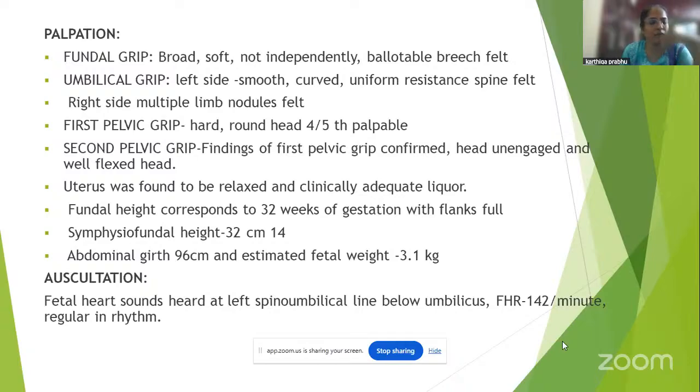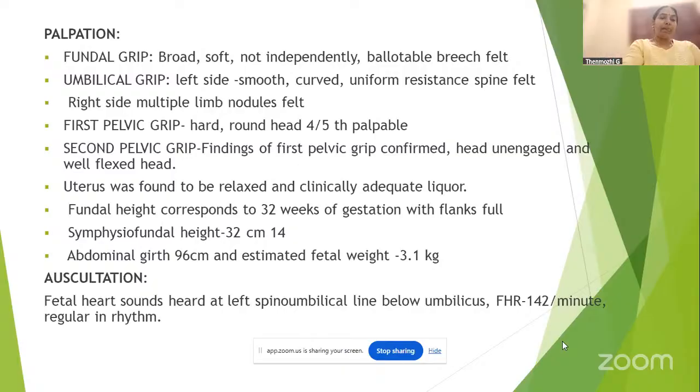So how will you know the head is engaged or not? What are the findings which will tell that the head is engaged? Ma'am, if the head is engaged, less than 2/5 of the head will be palpable, ma'am. And in the per vaginal examination, the station will be at -1 to 0, ma'am. When does the head engage in a multi? At the onset of labor and after membrane rupture, ma'am. Okay.